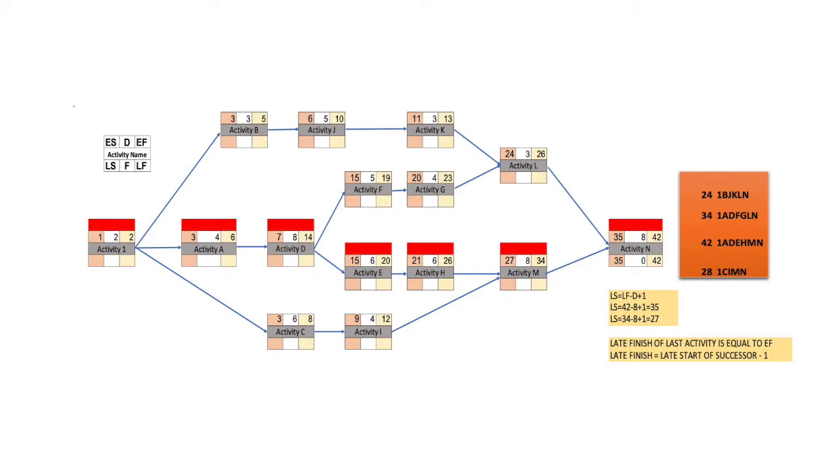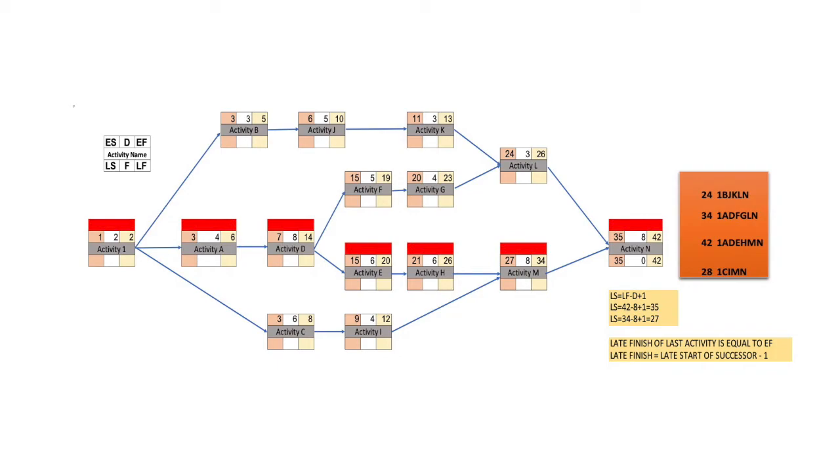From here we will use the backward path method to find out late finish and late start. So we will start from activity N. We have 42 as the late finish and the activity duration is 8 days. We will use the formula: late start is equal to late finish minus duration plus 1. So late start is equal to 42 minus 8 plus 1, that will be 35. So 35 will be the late start for our activity N.